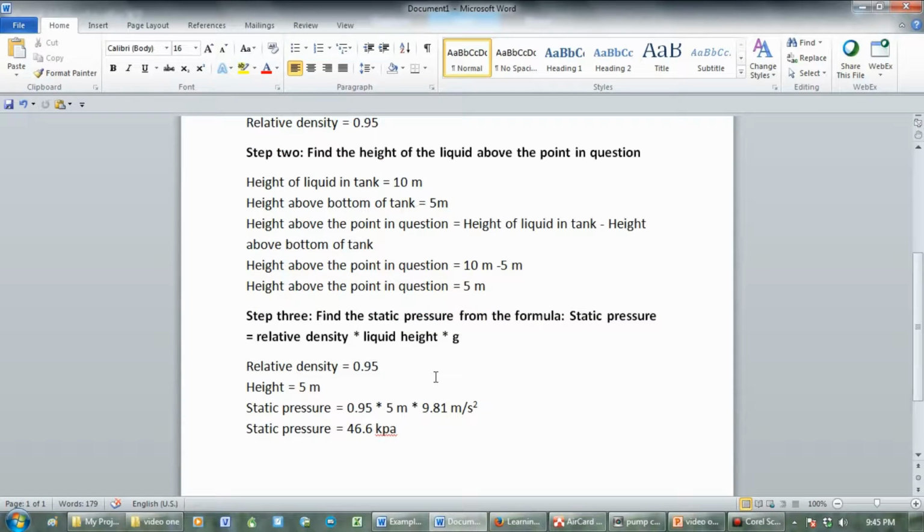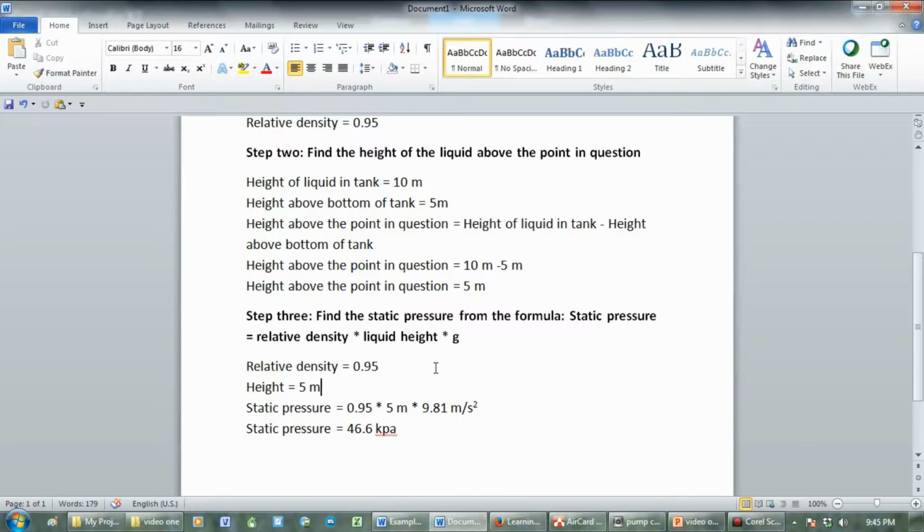Step 2. Find the height of the liquid above the point in question. Total height of liquid in the tank is 10 meters. Height above the bottom of the tank is 5 meters. Height above the point in question is height of liquid in tank minus the height above the bottom of the tank. So the height of the liquid above the point in question is 10 meters minus 5 meters, which equals 5 meters. So we have 5 meters of liquid static pressure acting at the point in question.